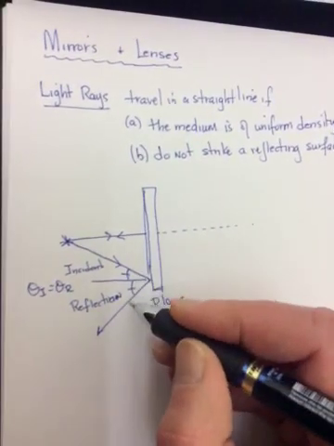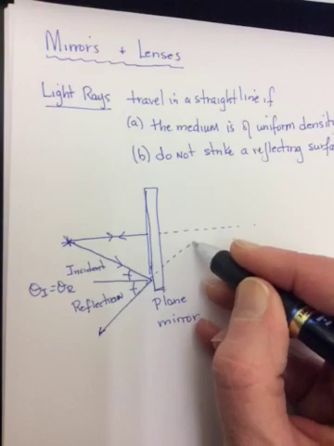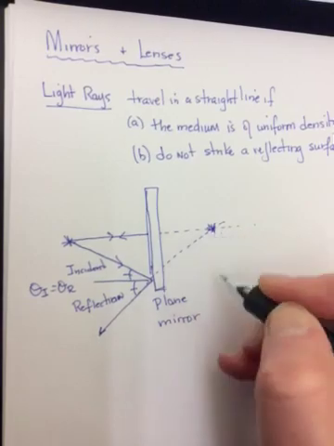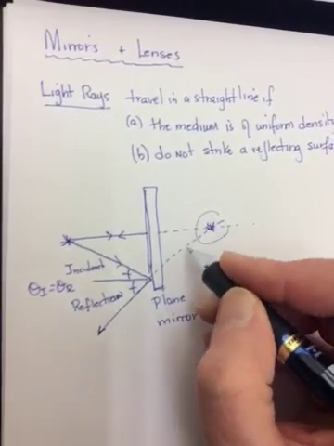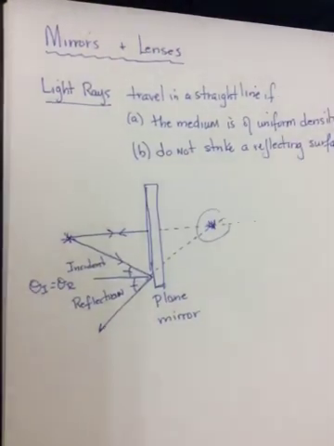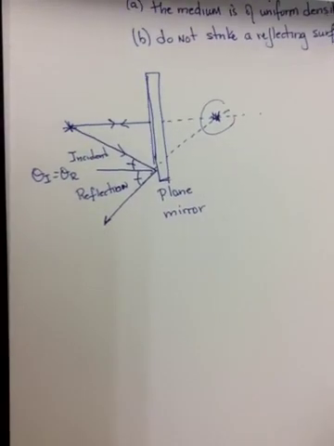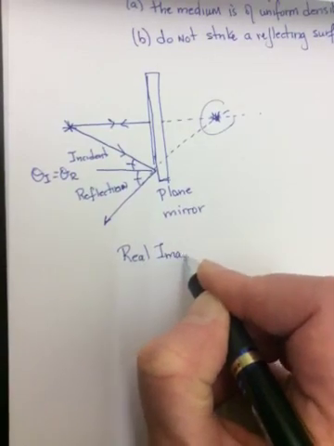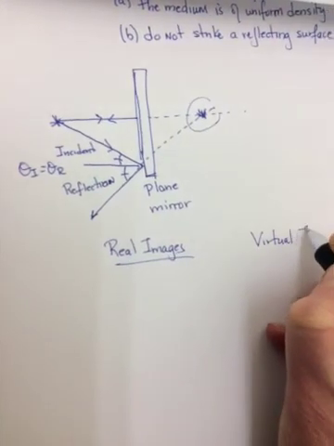So to find the image, you just follow the reflected rays back, and where the two reflected rays cross, that's where your image will be. Where they cross or where they appear to cross. In this case, they're appearing to cross because they're not really making it back there. So you can always find the image by where the rays cross or appear to cross. Having said that, there's actually two different types of images we can get: real images or virtual images.